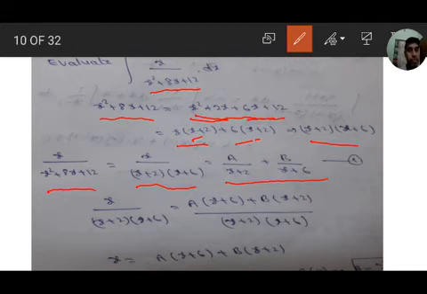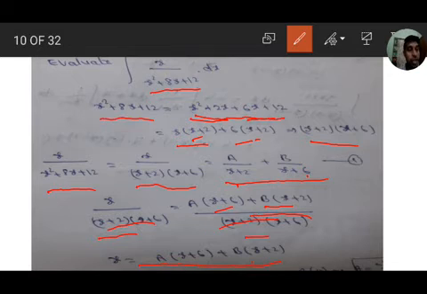That is, we get the LCM: (x plus 2) into (x plus 6) is the LCM. We get LHS is the same: x by (x plus 2) into (x plus 6) equal to [a into (x plus 6) plus b into (x plus 2)] by (x plus 2) into (x plus 6). The denominator is cancelled out on both sides: x equal to a into (x plus 6) plus b into (x plus 2).